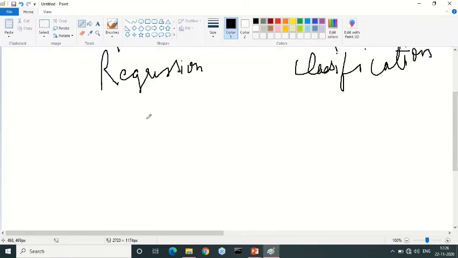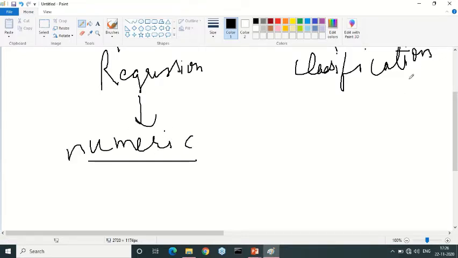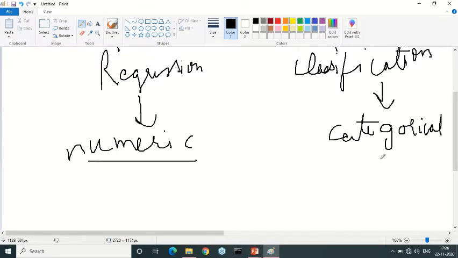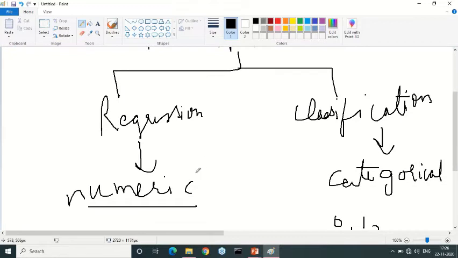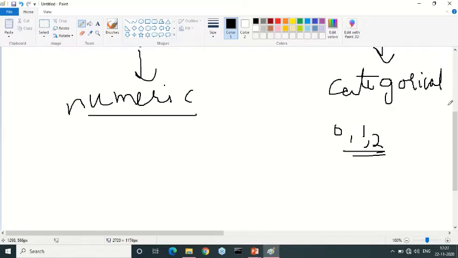In the regression problem statement, we find a numeric answer as the output. In the classification problem statement, we find the category as the output, or we do the classification. So we have a categorical output, or you can say a discrete output in zeros, ones and twos, meaning we are trying to classify our input as a certain kind of category. We'll start with the regression problem statement and then move to classification problem statements.